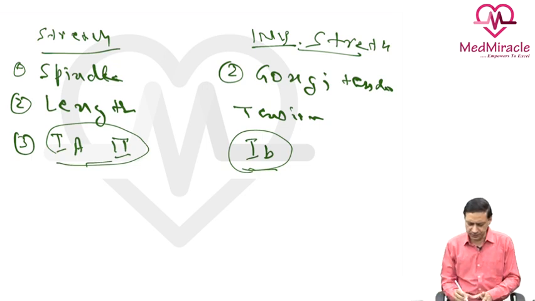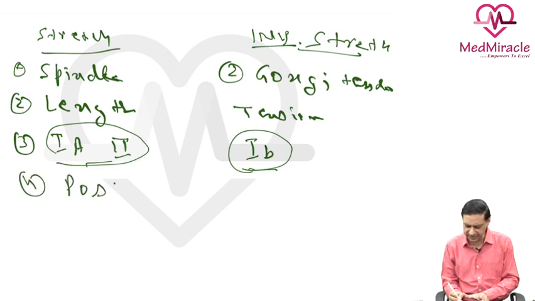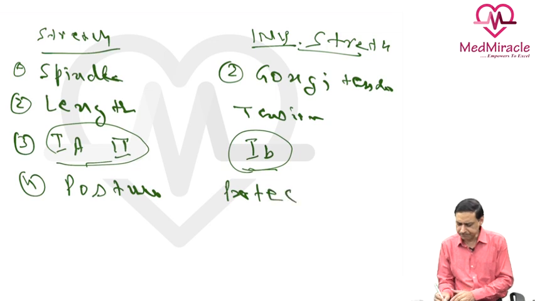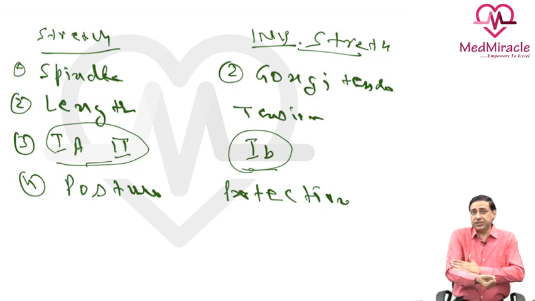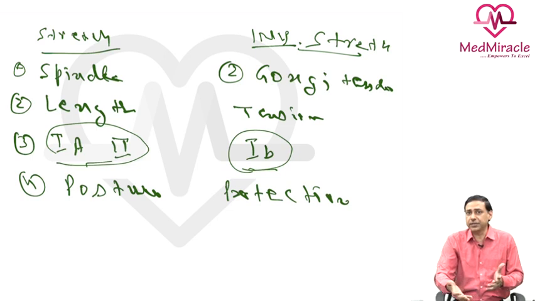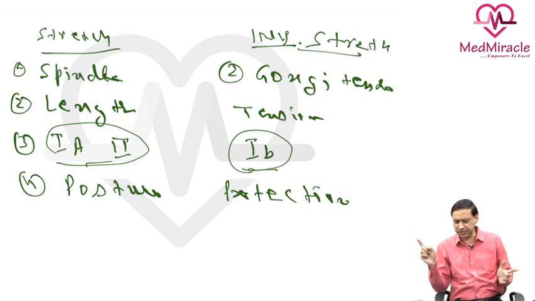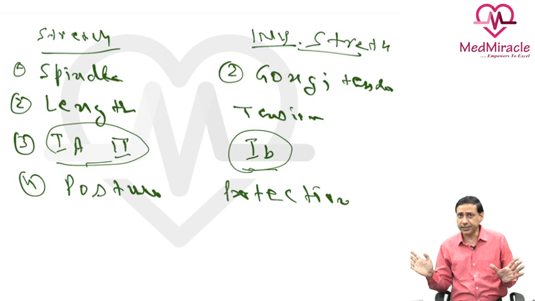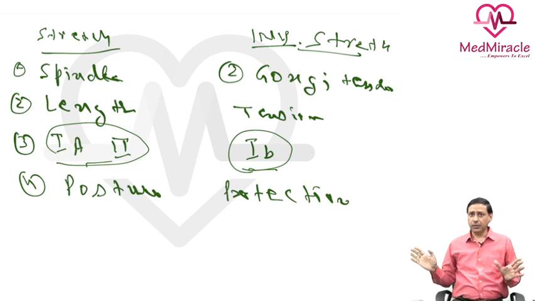The function of the stretch reflex is posture maintenance, length maintenance, and therefore posture. And what is the function of this? Protection. If you are lifting a heavy weight, tension becomes so high that you'll leave the weight. So it will protect you from tendon rupture. So for the inverse stretch reflex, the function is protection. For the stretch reflex, the function is posture maintenance. Is it clear?